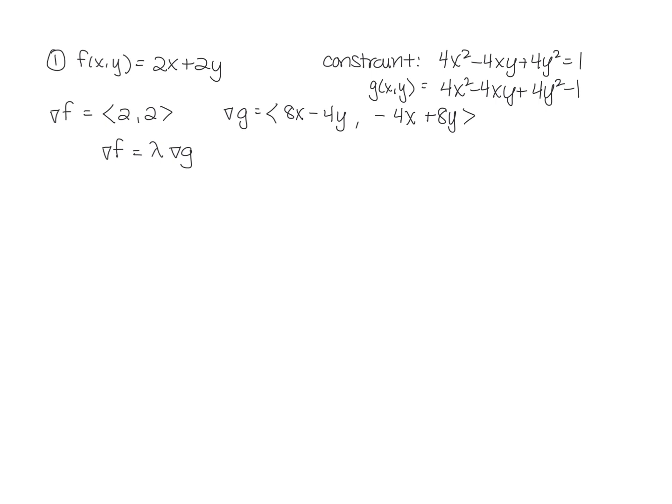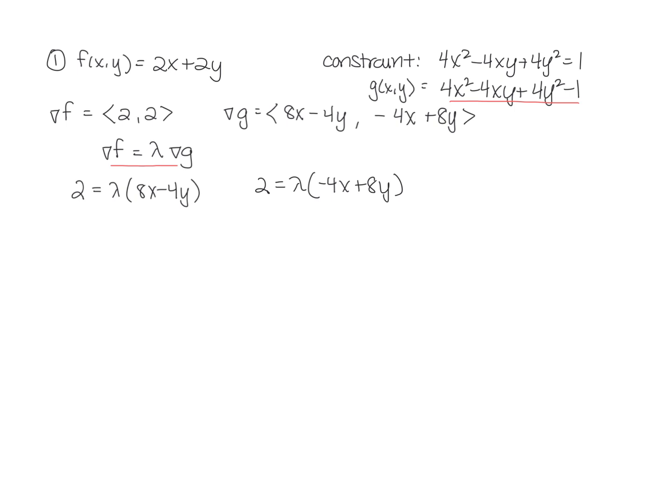That scalar is going to be lambda. So I'm going to set up this and this along with the fact that this function equals 0. I'm going to potentially use all three of those. I may not need all three. I may be able to get away with just the gradient. So let's start here. We would have 2 equals lambda times 8x minus 4y, and I would have 2 equals lambda times negative 4x plus 8y.